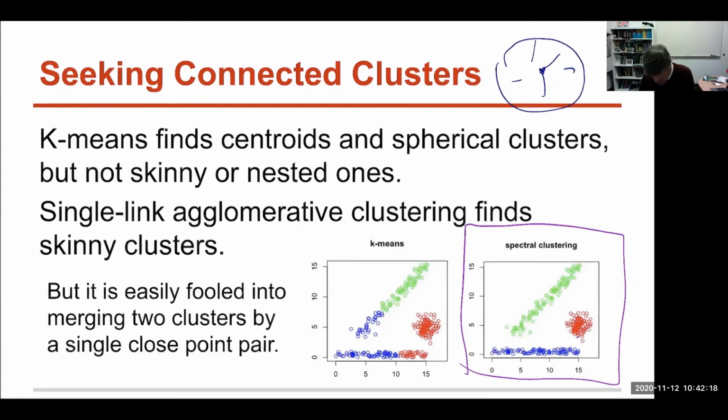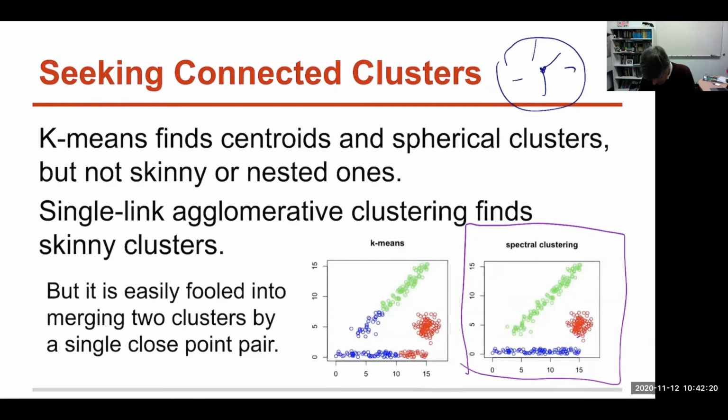But let's say we had one extra point here. Let's say I had one extra point over here. That would be enough that this would be a small distance. This would be a small distance. This would be a small distance. I would be very happy to merge this cluster to this cluster on the basis of one misplaced point. And so agglomerative clustering can give me skinny clusters, but it doesn't necessarily give me skinny clusters in a robust manner. Any questions?